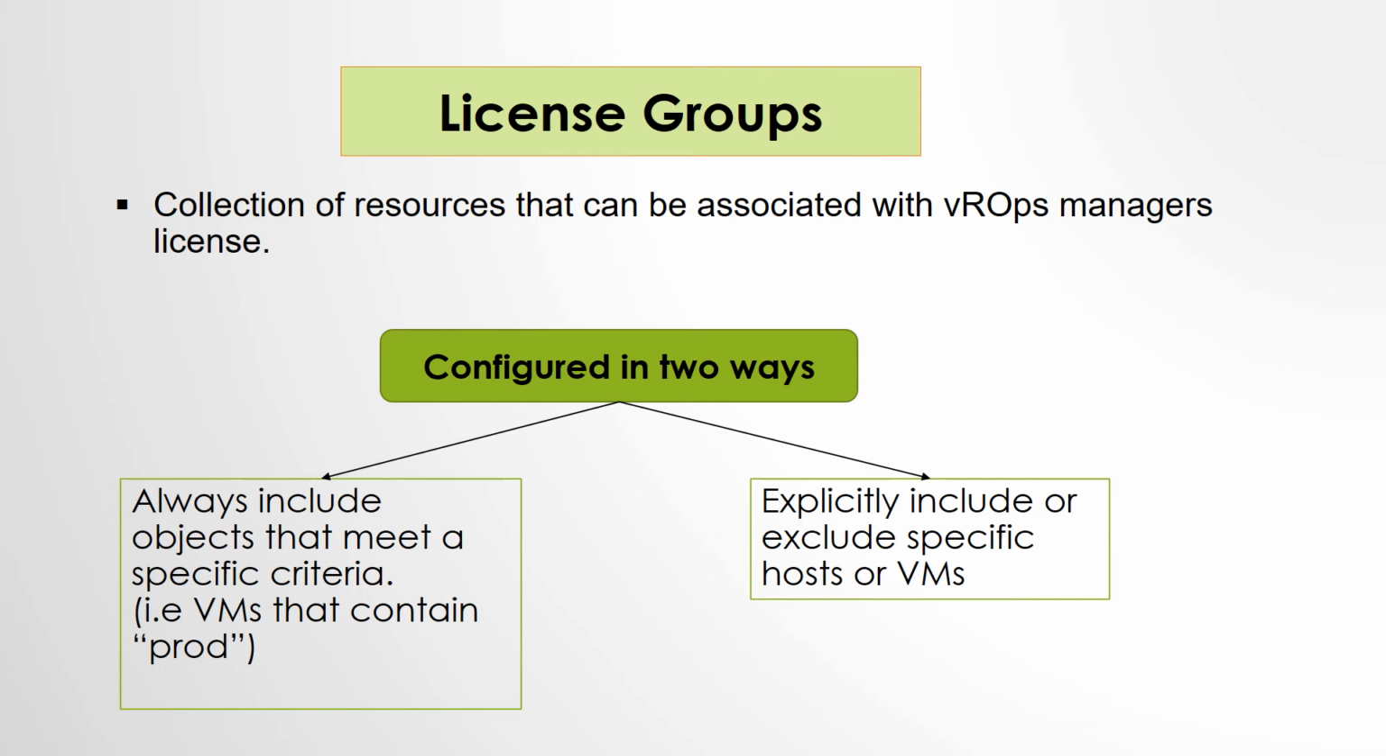You can set an always include condition for a specific criteria like VMs that contain some string. And second, we can choose to explicitly include or exclude specific hosts or VMs in the group. Now let's take a look at the vROps console and what all options we have for licensing.